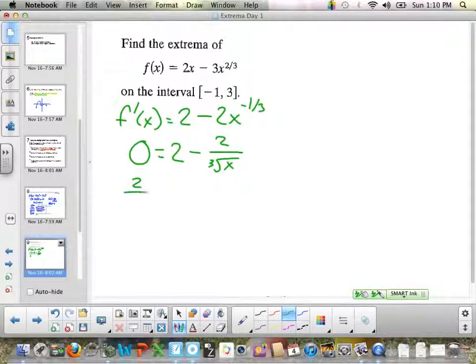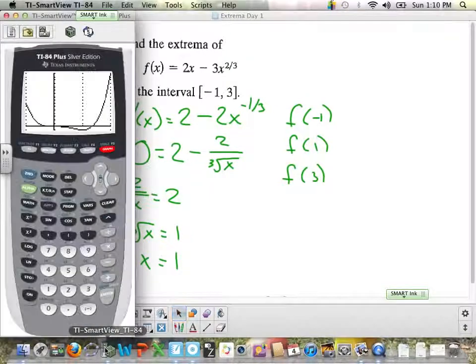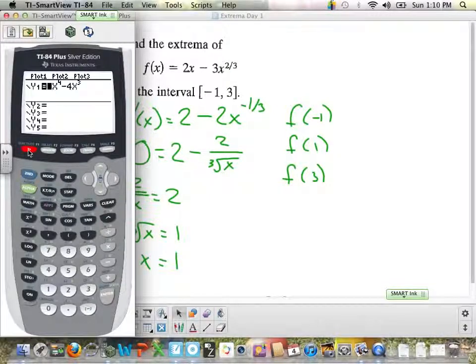If we solve for x, we can divide both sides by 2 and flip. We get the cube root of x equals 1, so x equals 1. So we only need to check f of -1, f of 1, and f of 3. So again, let's use our calculator. We'll go to y, clear that out, and put in 2x minus 3x to the 2/3.